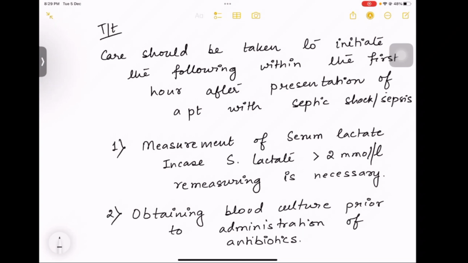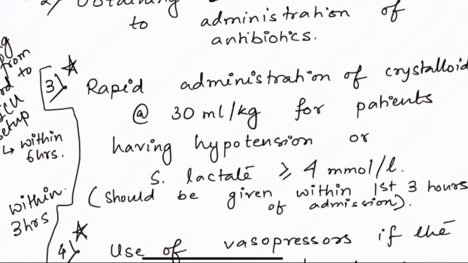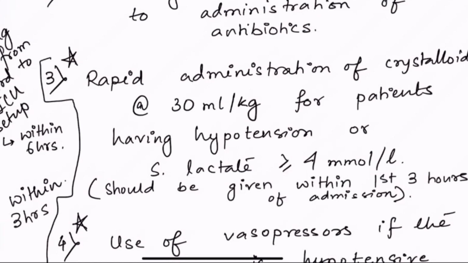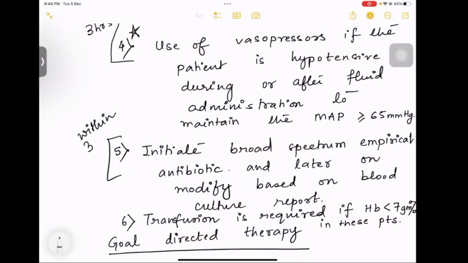Third, you will have to do the rapid administration of crystalloids at the rate of 30 ml per kg for the patients having hypotension. The fourth step that you need to do is use of vasopressors if the patient is hypotensive. During or after the fluid administration to the patient, the mean arterial pressure should go above 65 mmHg.